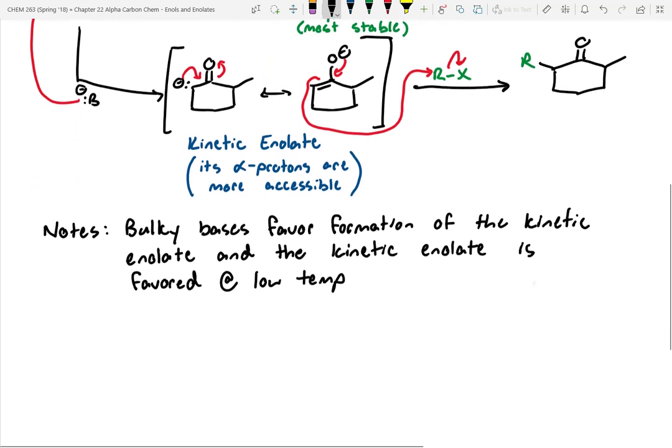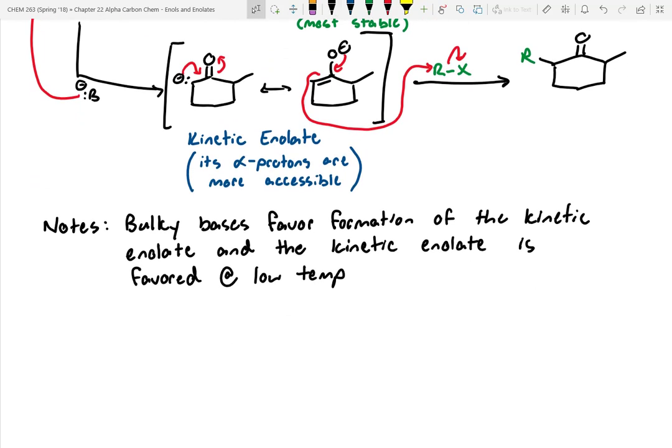So an example set of reagents you might use would be lithium diisopropyl amide, that's LDA. And then often it's run at negative 78 degrees Celsius, so quite cold. Does anybody know why negative 78 degrees Celsius is really common in organic chemistry literature?